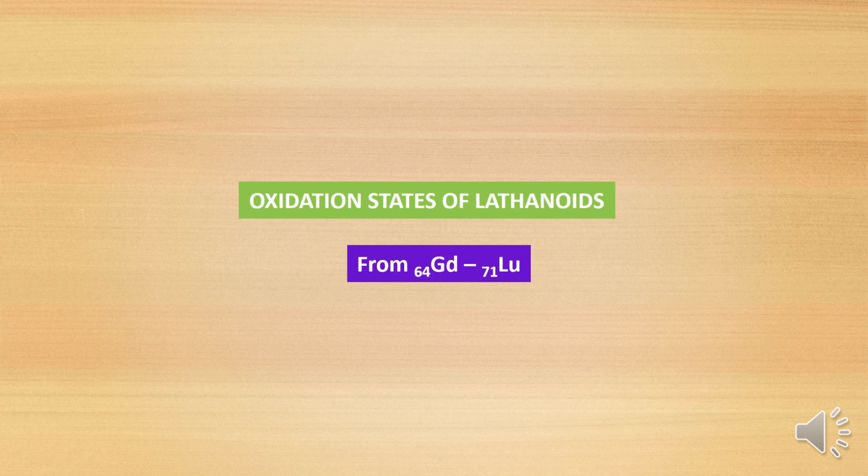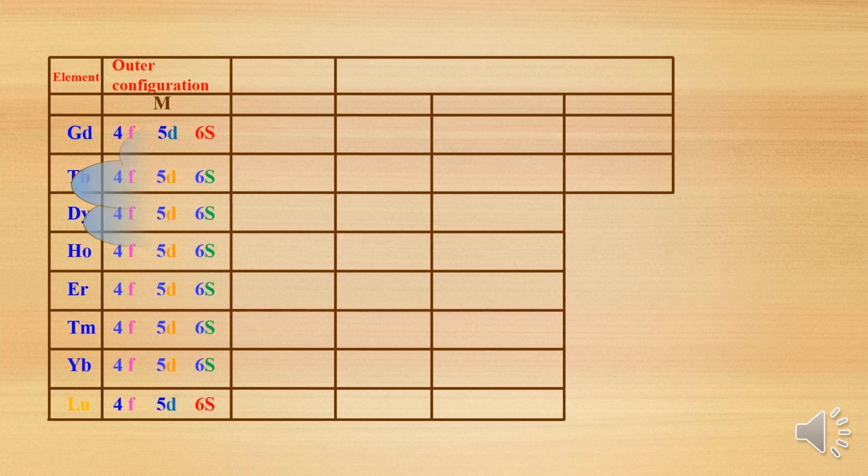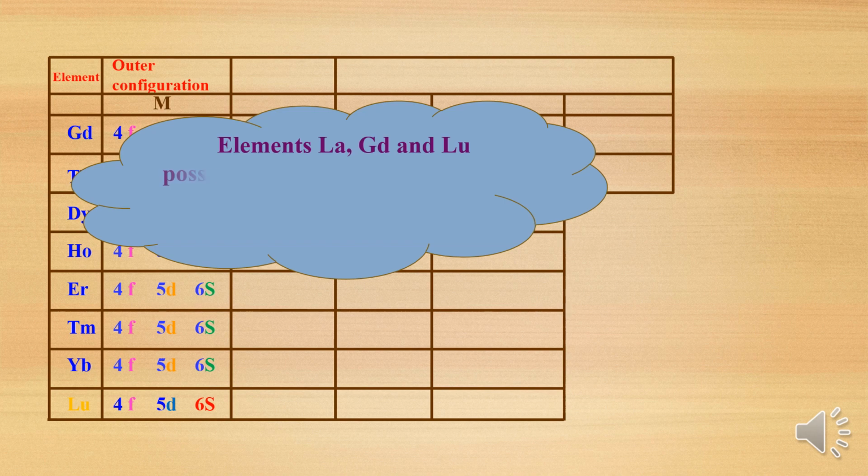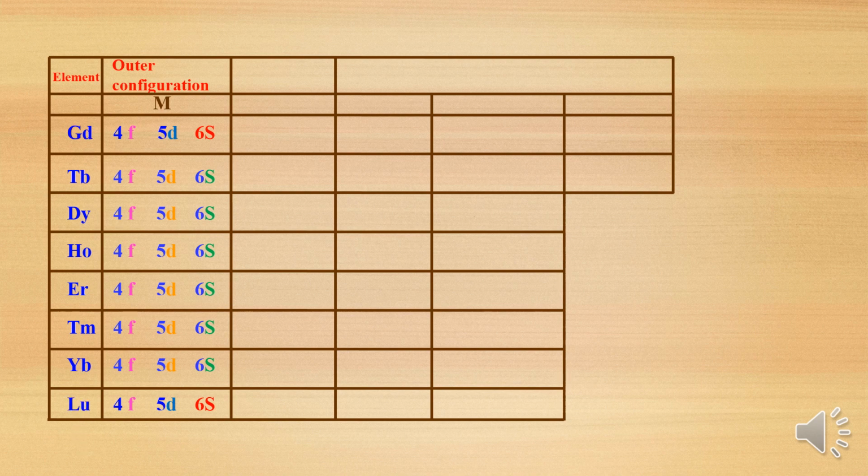Now we will move to the oxidation states of lanthanides, that is from gadolinium to lutetium. In the same way, for the elements gadolinium to lutetium, consider the outer electronic configuration. Already we know that lanthanum, gadolinium and lutetium possess a single electron in 5d, and all the remaining elements have an empty 5d. So gadolinium and lutetium possess one electron in 5d. Then as the atomic number increases, only one electron is added in the 4f orbital.